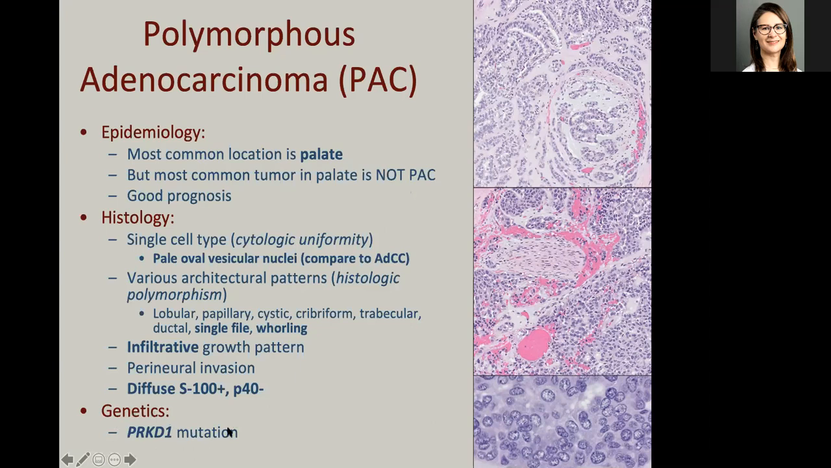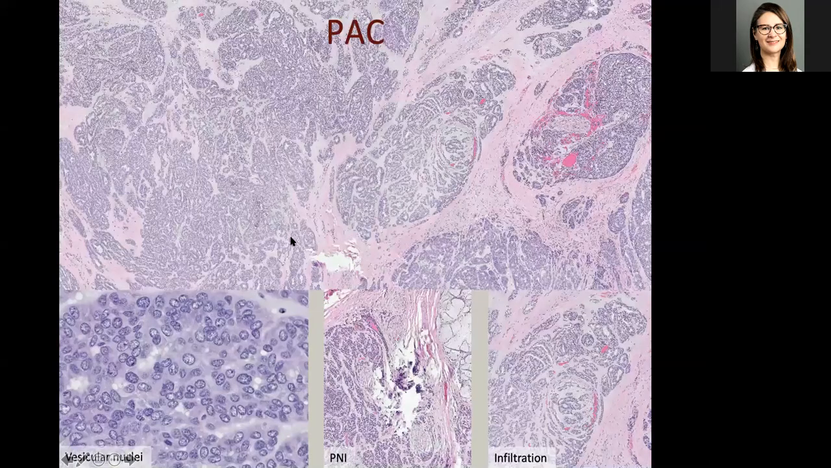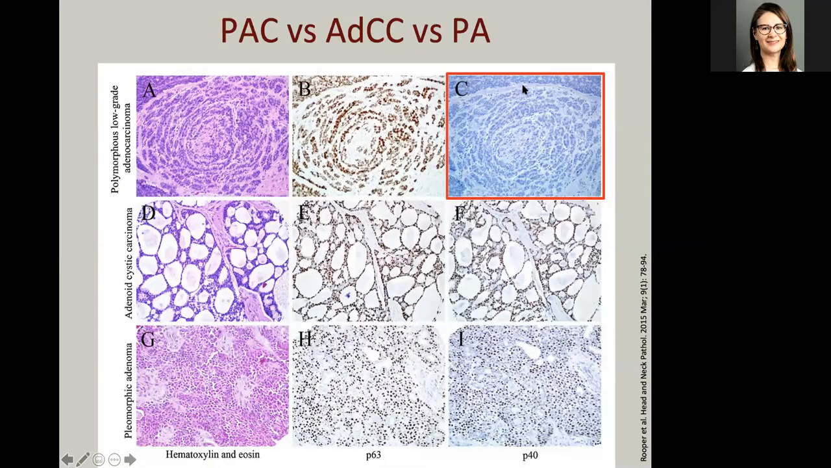Sometimes we see mutations in the PRKD1 gene in these, so again, they are genetically different. Here's an overview of what a polymorphous adenocarcinoma might look like with heterogeneous architecture, with perineural invasion, but with vesicular nuclei. And immunohistochemically, we can prove on the top row that there are no myoepithelial cells, essentially by absence of immunohistochemical staining for P40. P40 would be positive in the basal cells of adenoid cystic and positive in the basal or myoepithelial cells of a pleomorphic adenoma. So this is very helpful for us in differential diagnosis.